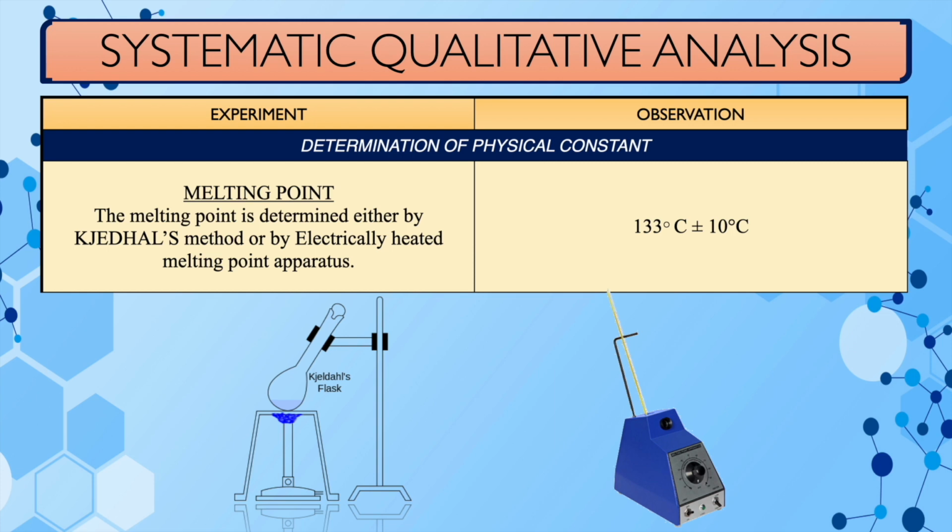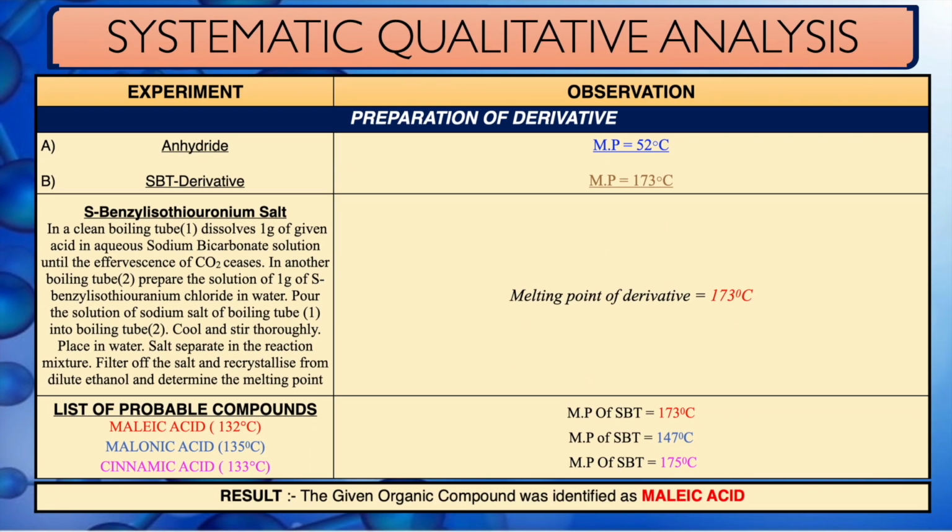To confirm the specific one, we proceed to our next very important step, that is preparation of derivative. For a dicarboxylic acid, anhydride is said to be the best derivative. But we generally don't prefer an anhydride derivative for the given compound. Why? You can see the melting point of the anhydride derivative, that is 52 degrees Celsius. It is not a property of a good derivative. A good derivative should have a sharp and discrete melting point so that its isolation would be easier. So we discard the preparation of anhydride, rather we prefer the SBT derivative, that is S-benzyl isothiuronium salt.